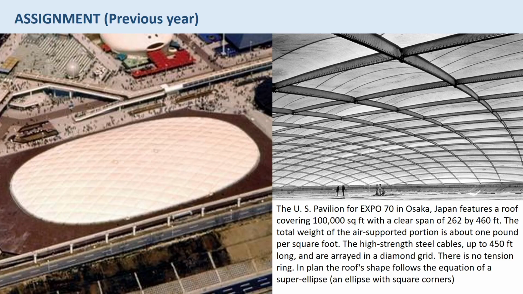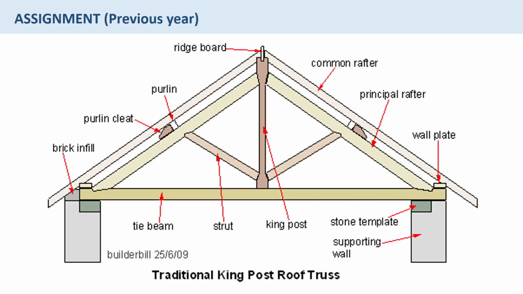As you can see, there is a supporting wall, then we have stone template, then we have the tie beam on it, then we have king post on it, then we have struts holding together the rafters, principal rafters. Then on the principal rafters we have the purlins, and on the purlins we have the common rafter. So the answer is hoop iron. Hoop iron is not a member of a truss. King post, rafter and purlin are all members of a truss.